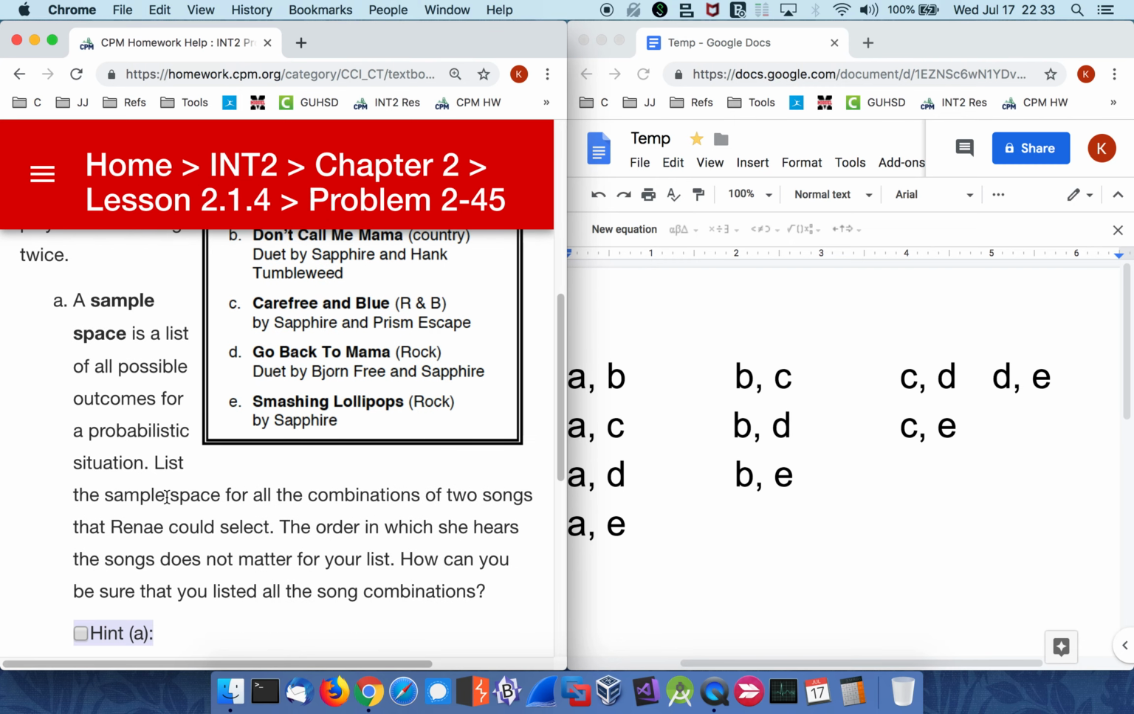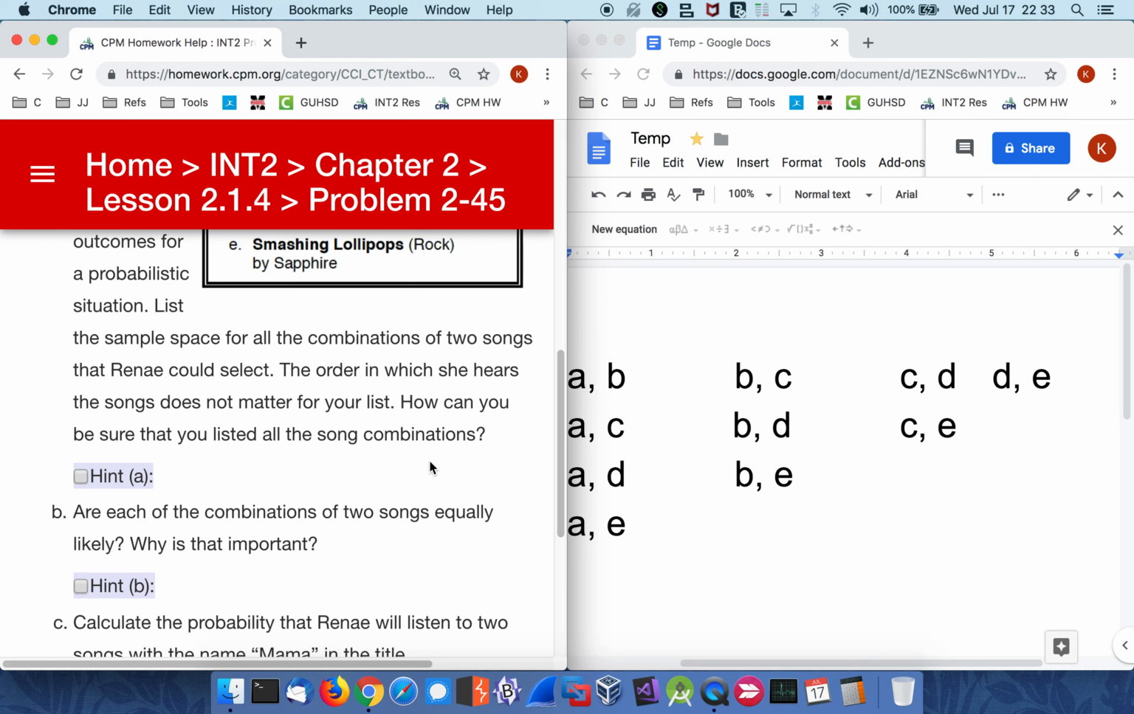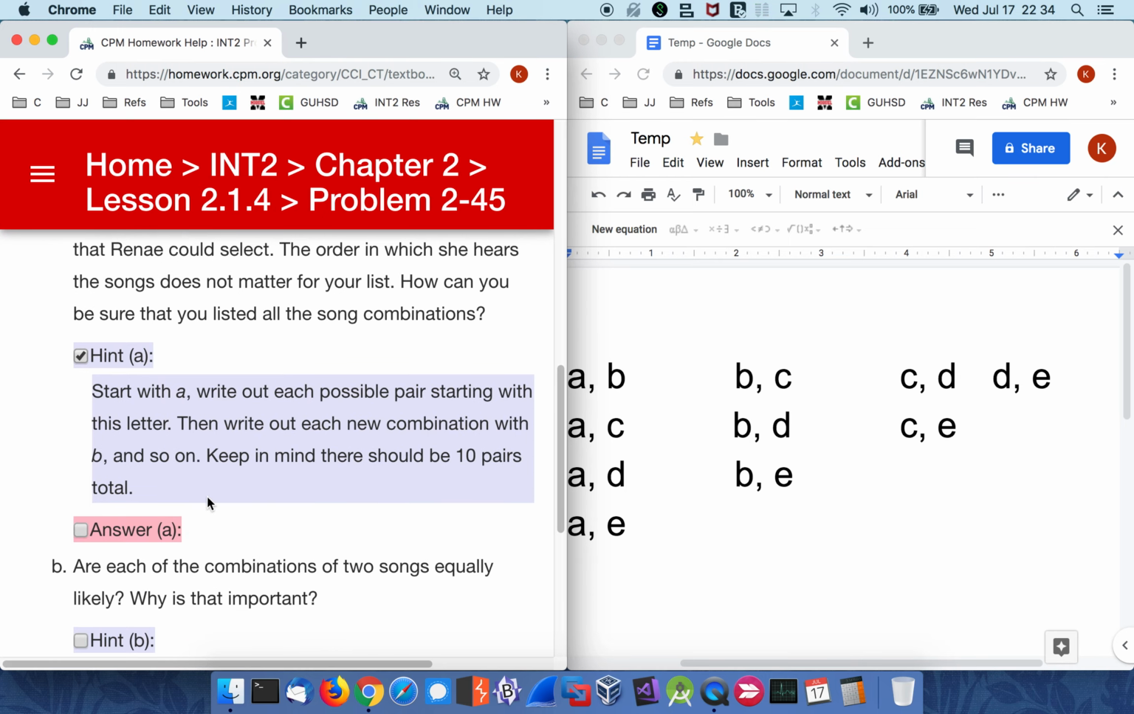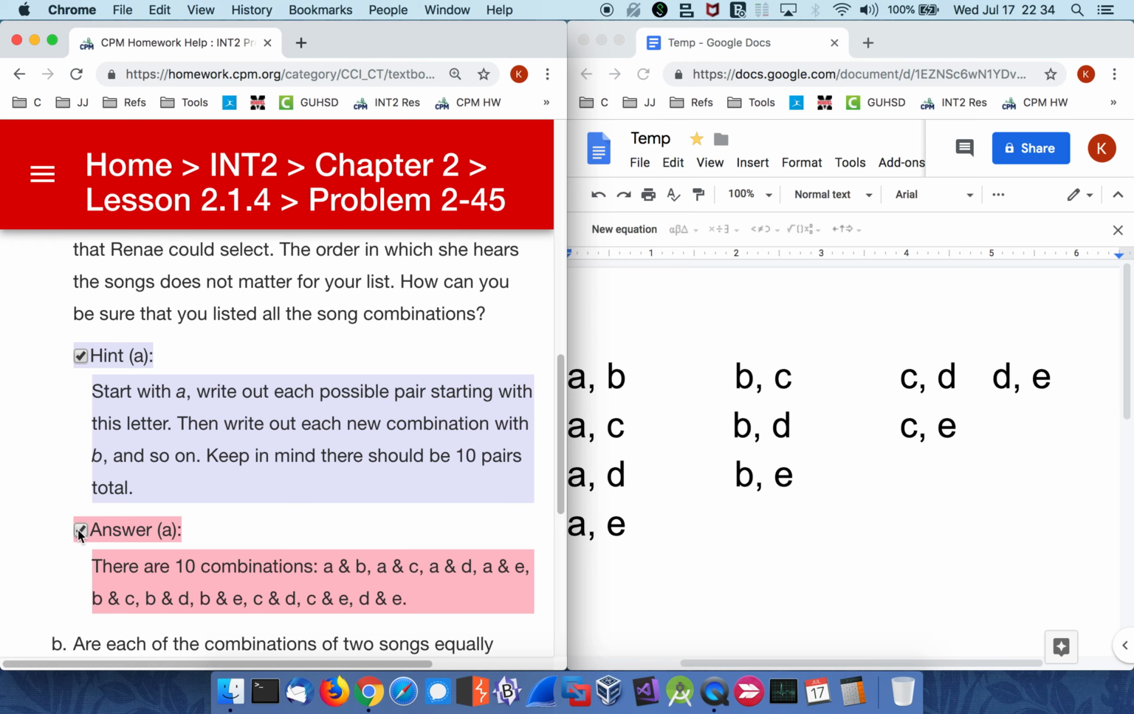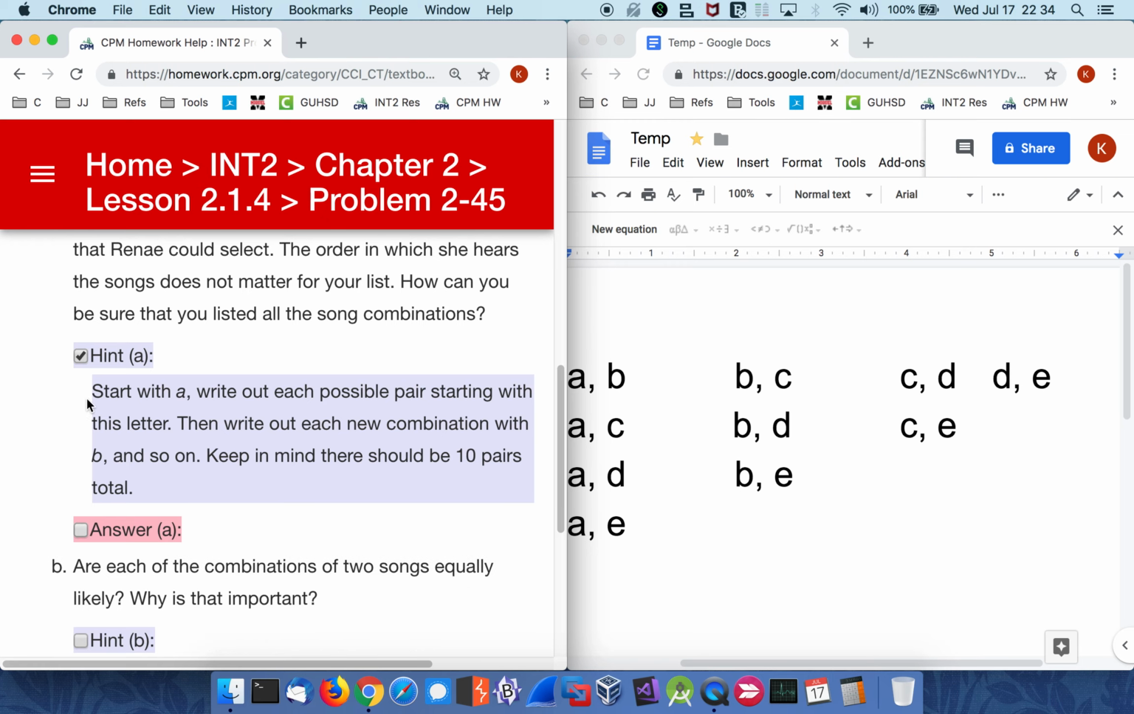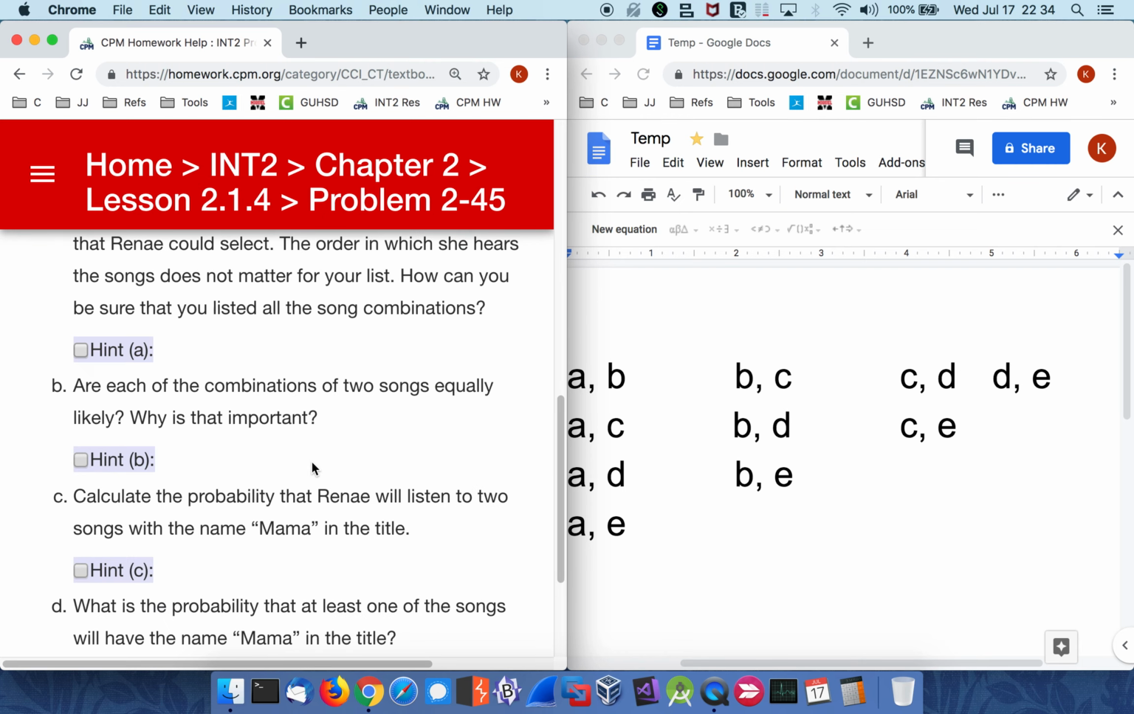So, how can you be sure that you listed all the song combinations? Well, if you did it systematically, then we can be pretty sure. Start with A, write out each possible pair starting with this letter, then write out each new combination with B. Keep in mind there should be 10 pairs total. Answer, 10 combinations. Perfect. Just what we did. Good to know. All right.